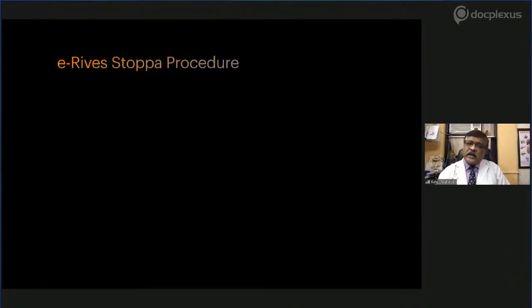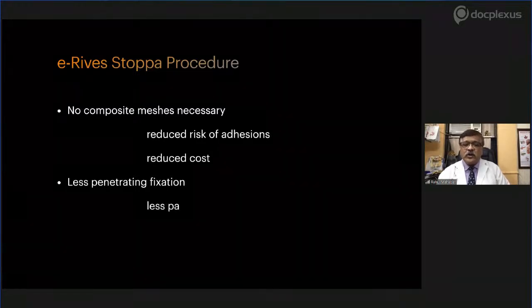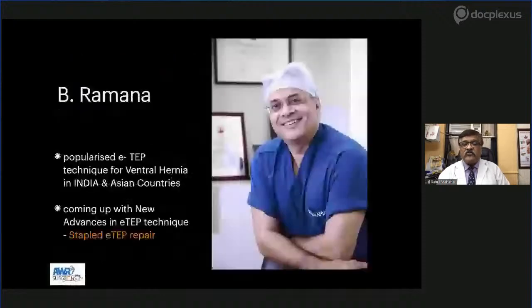Now, in the E-TEP Rives-Stoppa procedure, no composite mesh is necessary. Because of that, there will be reduced risk of adhesions, reduced cost, and less penetrating fixation is used, or no fixation is used. Because of that, there will be less pain and fast recovery of the patient, and probably one of the best solutions for ventral hernia repair as of now.